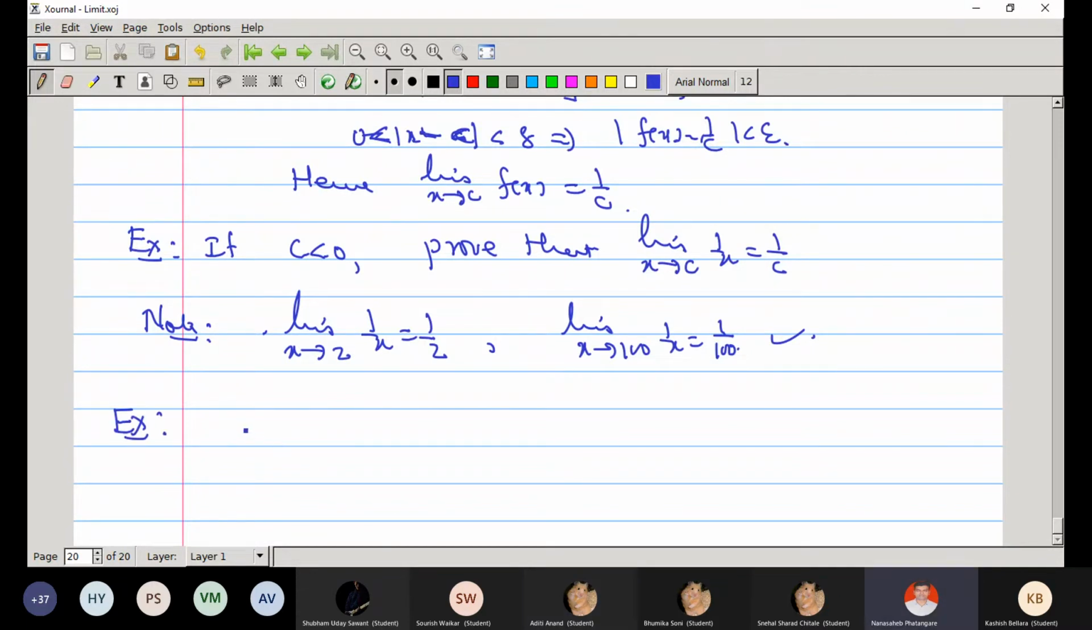Fine. Let us do one more example. So let f from R to R, f of x is equal to x plus 3, right? Prove that limit.